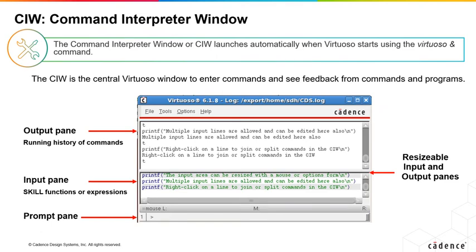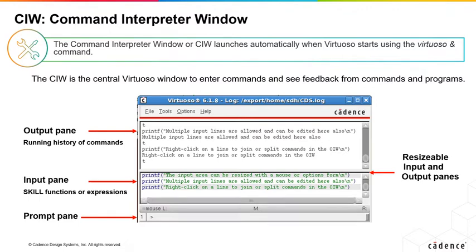Here we'll look at the command interpreter window. You'll be using the command interpreter window to enter skill commands and see the output of those skill commands. Starting at the top here, you can see the title of this particular window is the name of the executable, Virtuoso 615, and then a path to the log file where the output is being logged. Next, you'll see the menu banner, which has various menus that have commands and other utilities under them.